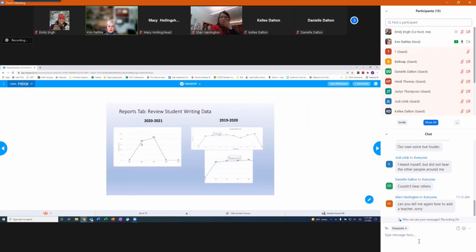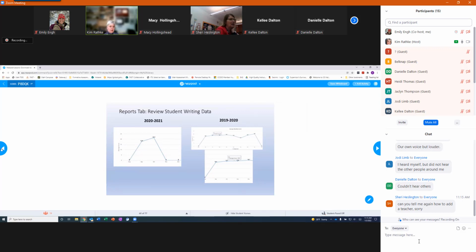This is what it reports. This is where, if you're looking at student writing data, you can see from different years, you can actually go and look in different years to see where your classes are. It kind of gives you some information about maybe your instruction or where your class is right now.